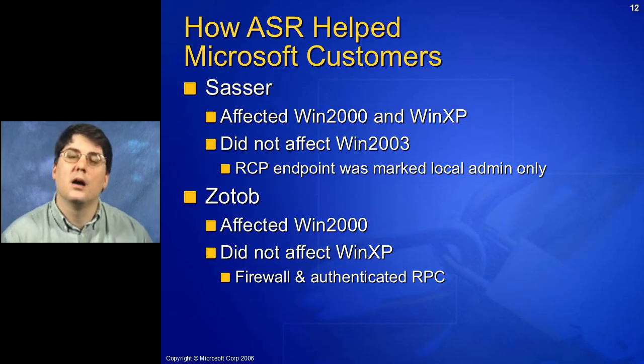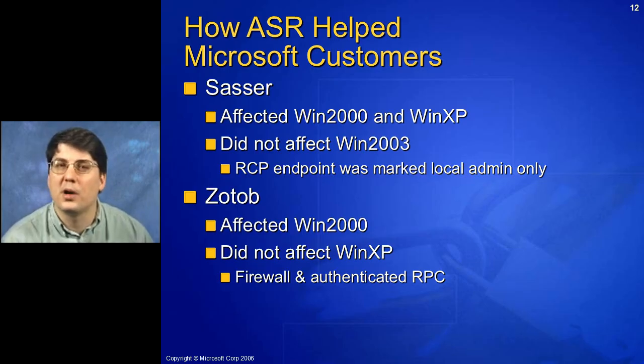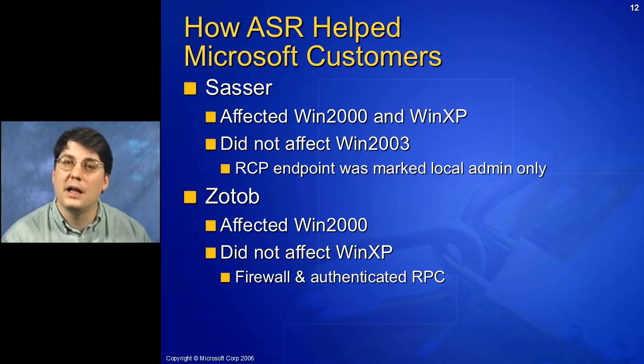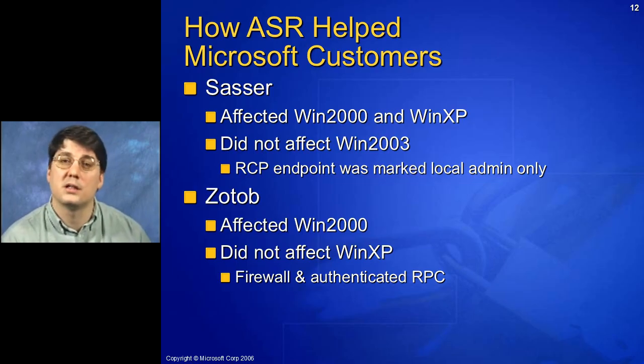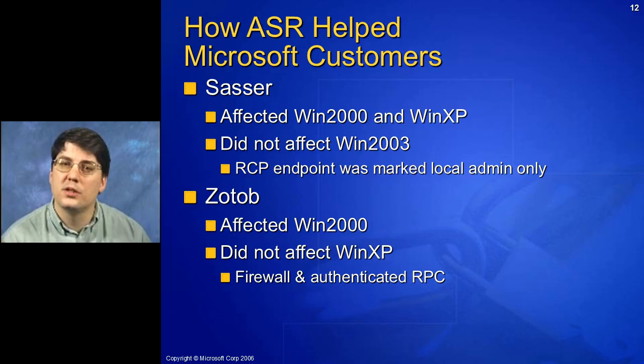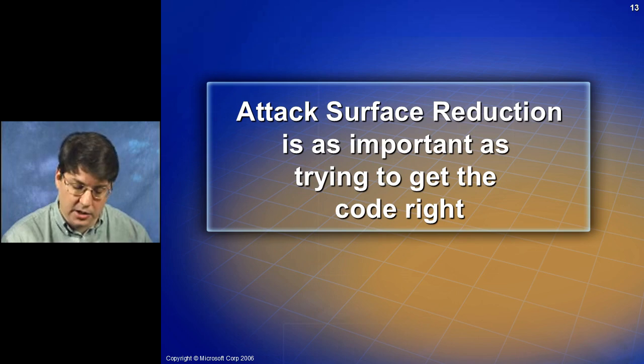Now, if you look at actual worms that spread around the network, the Sasser worm affected Windows 2000 and Windows XP, but did not affect Windows 2003 because the RPC endpoint was marked as local admin only. So that prevented or certainly significantly reduced the opportunity for an attacker to exploit that vulnerability on Windows Server 2003, even though the code flaw was still there. The Zotob worm affected Windows 2000, but did not affect Windows XP because the firewall was in place, blocking connections, and because authenticated RPC connections were required there.